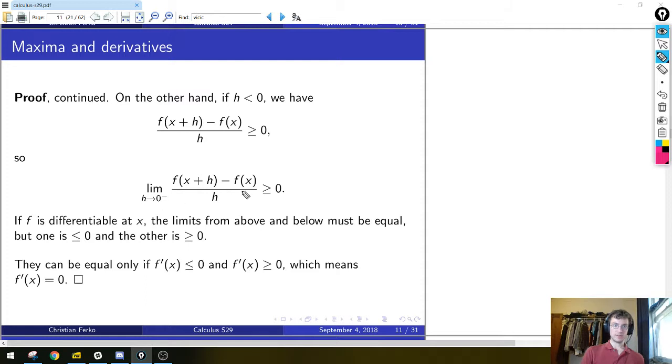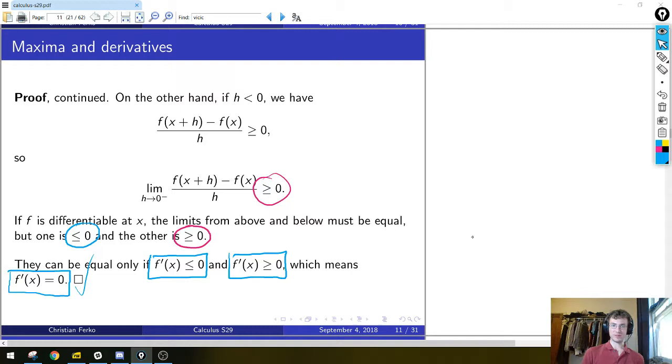So if these two numbers are equal, the limit as h goes to 0 from below and above, but one of them is greater than or equal to 0 and the other is less than or equal to 0, the only way this can be true is if that number, which is of course the derivative, is both less than or equal to 0 and greater than or equal to 0, which fairly obviously can only be true if that number is 0 itself. So that's the proof. Proven that under these conditions, if x is a maximum, then the derivative f prime of x must be 0.